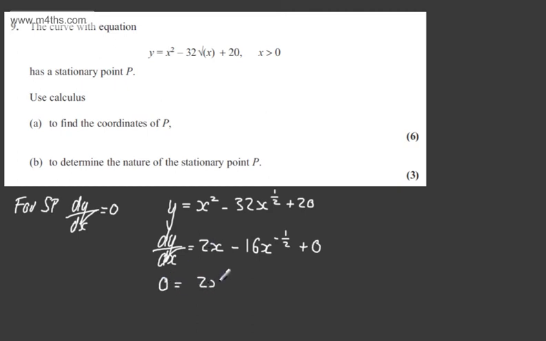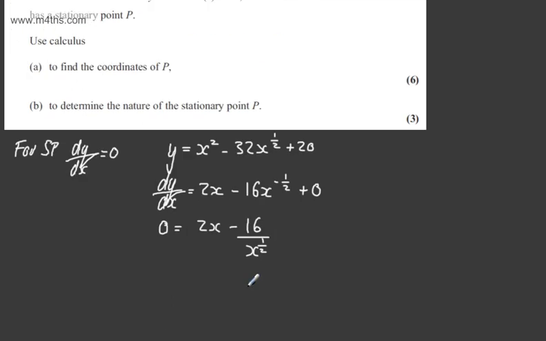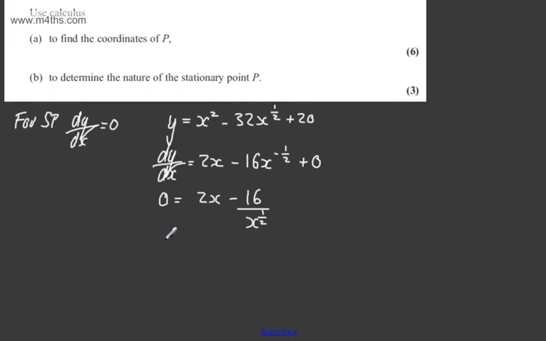Now at this stage, I'm going to set dy by dx equal to 0, and I'm going to write this as 2x minus 16 over x to the power of 1/2. You certainly don't need to, but this is one approach. At this stage, I'm going to write 16 over x to the power of 1/2 is equal to 2x. Dividing both sides of the equation by 2 and multiplying both sides by x to the half, we will have 8 is equal to x to the power of 3/2. I simply add the powers.